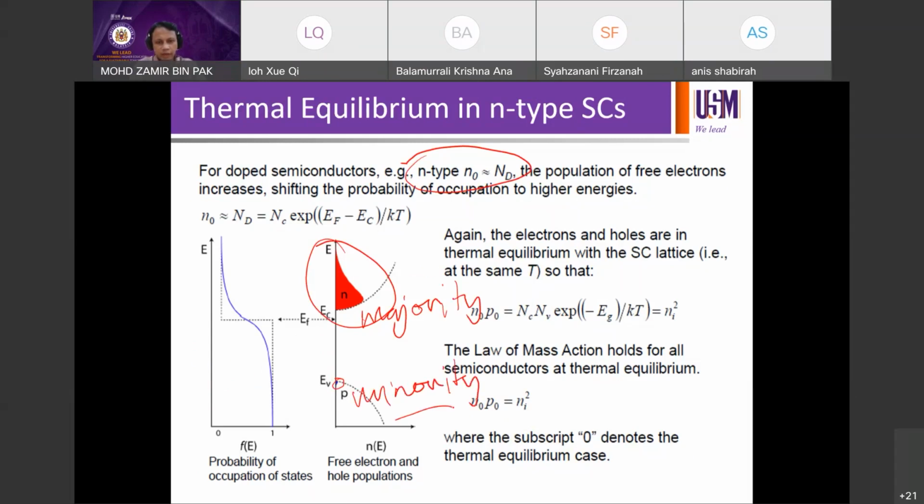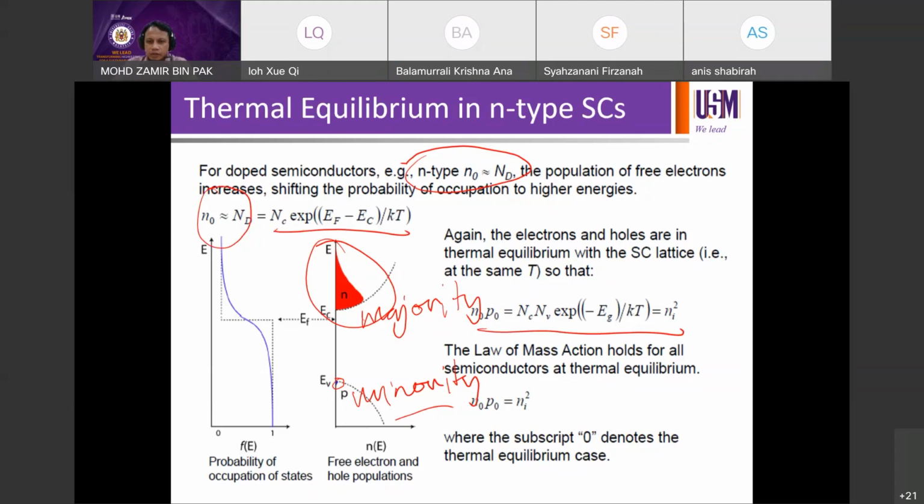Then you can tell already that it is an n-type semiconductor. The population of free electrons increases due to the doping, for example, shifting the probability of occupation to higher energies. And your n can be approximated to be equal to Nd, and you still use the very same equation, Nc exponential of (Ef minus Ec) over kT, right? So again, the electrons and holes are in thermal equilibrium with the lattice that is at the same temperature, and you still use the same equation.